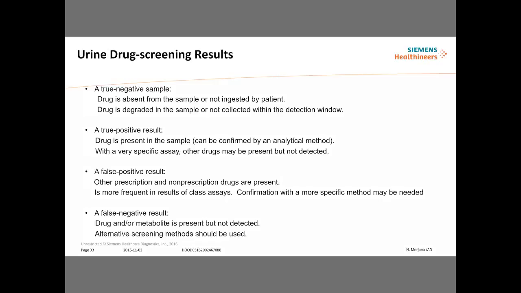The assay is very specific and picks up only the drug but not other compounds. False positive results mean other prescription and non-prescription drugs are present and picked up, and this requires confirmation. That applies to many of the class assays, such as amphetamine and opiate. False negative results are when a drug or metabolite is present but not detected by the assay, and require an alternative method for detection and confirmation.